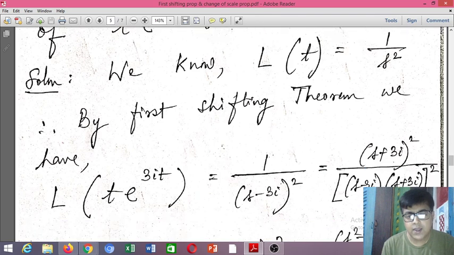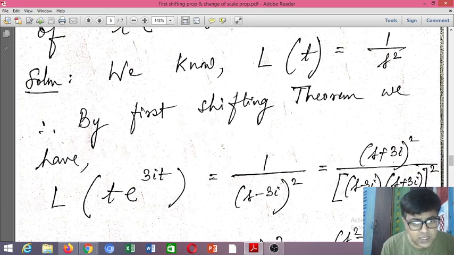What we do is multiply t with e to the power 3it, where i is root over minus 1. It's an imaginary quantity, right? So we multiply t with e to the power 3it, and if I do that, as usual by the shifting theorem, the right hand side will be 1 by (s minus 3i) whole square, because a shift will take place.